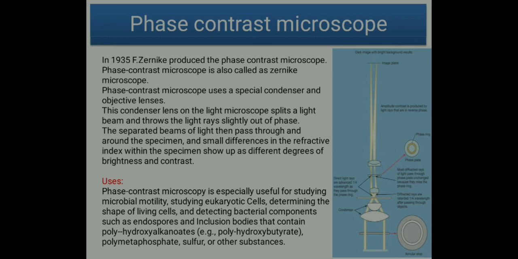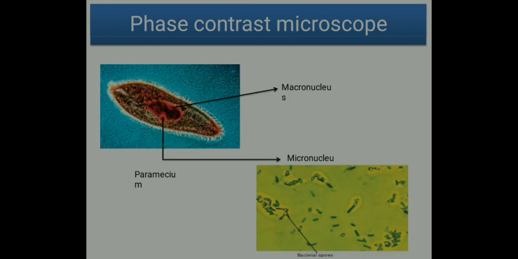Talking about the use, the phase contrast microscope is especially used for studying microbial motility, studying eukaryotic cells, determining the shape of living cells, and detecting bacterial components such as endospores and inclusion bodies that contain polyhydroxybutyrates, phosphates, sulfur, or other substances. So these are the different phase contrast microscope images.